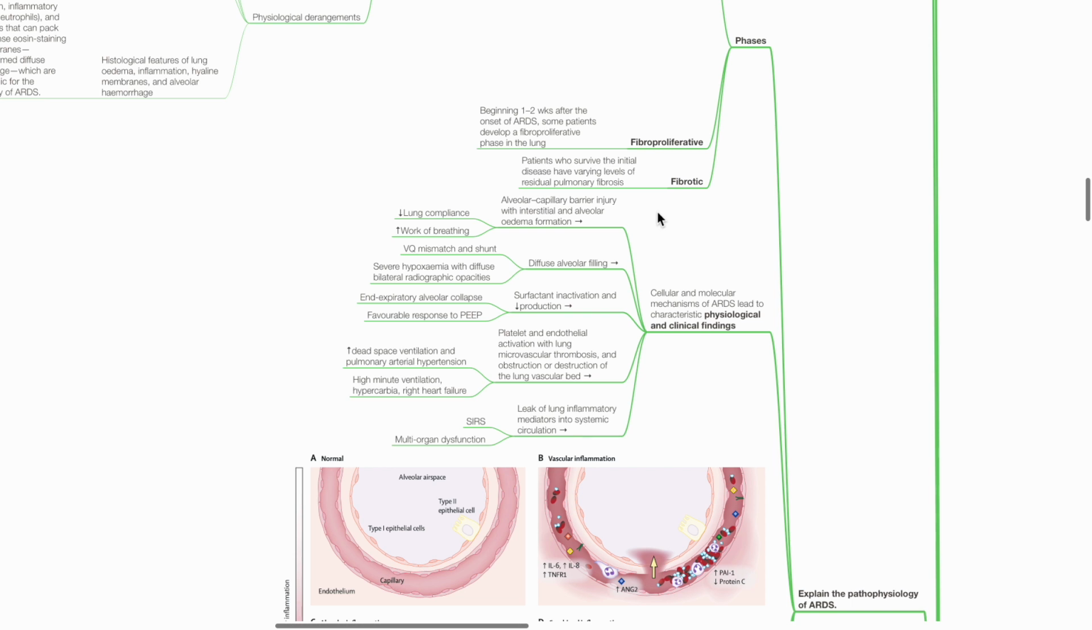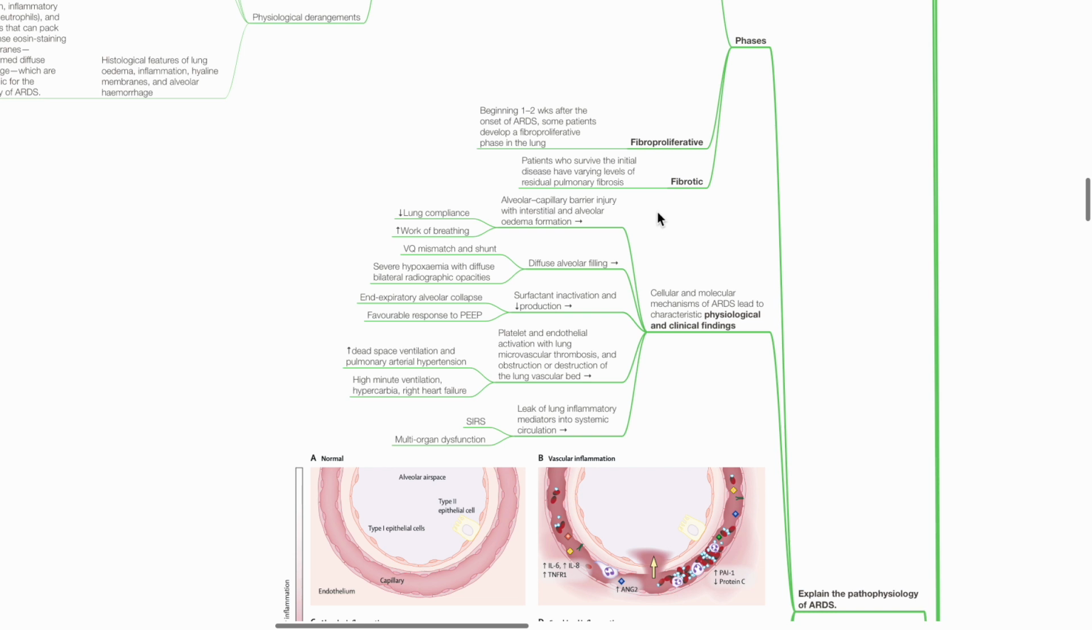Diffuse alveolar filling leads to VQ mismatch and shunt, severe hypoxemia, and diffuse bilateral radiographic opacities. Surfactant inactivation and reduced production leads to end-expiratory alveolar collapse and favorable response to PEEP. Platelet and endothelial activation with lung microvascular thrombosis and obstruction or destruction of the lung vascular bed leads to increased dead space ventilation, pulmonary arterial hypertension, high-minute ventilation, hypercapnia, and right heart failure.